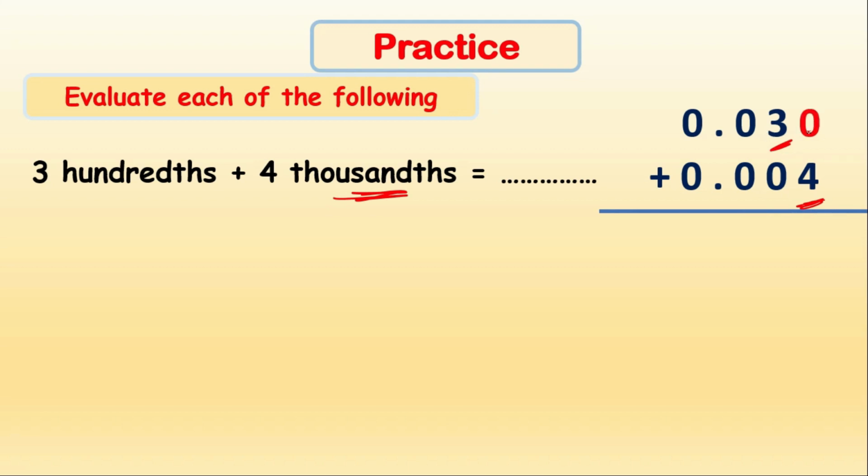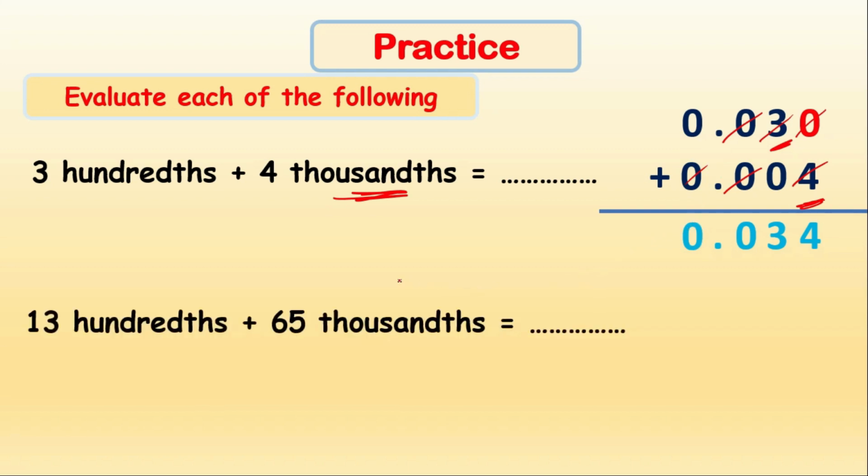Put 0 on the first number. Then add: 0 plus 4 equals 4. 3 plus 0 equals 3. 0 plus 0 equals 0. Drop the decimal point. 0 plus 0 equals 0. Okay. The next example, 1300th plus 65,000th.